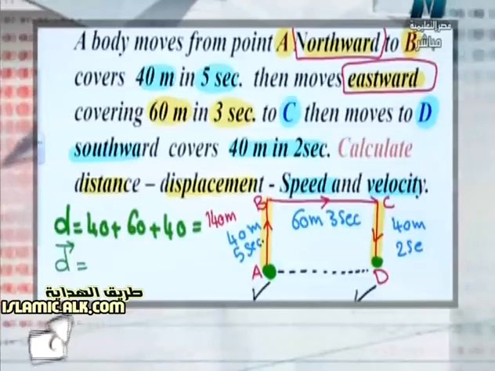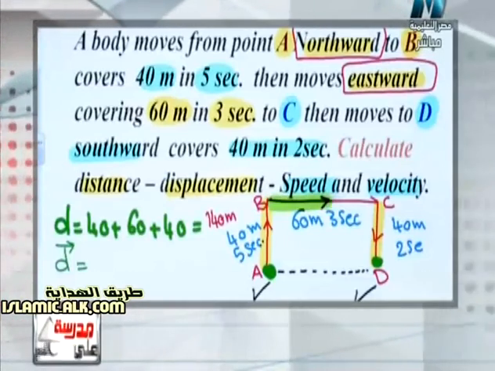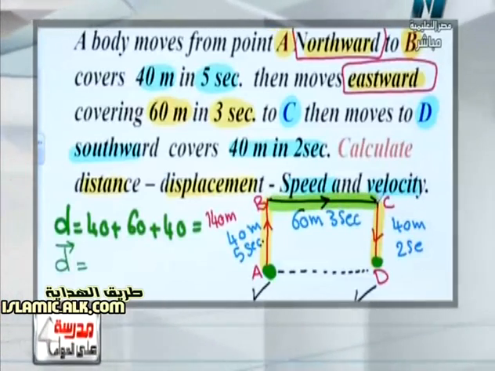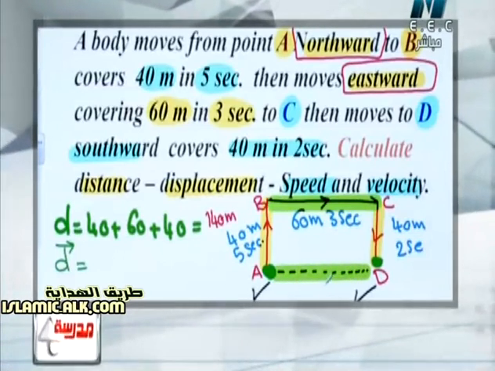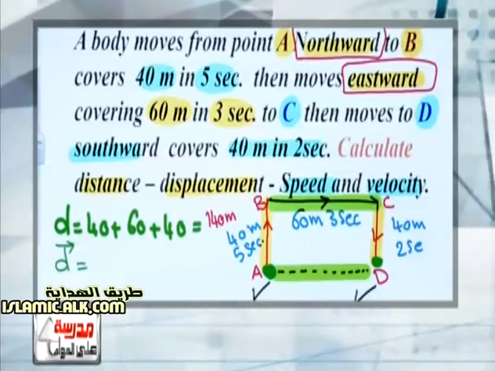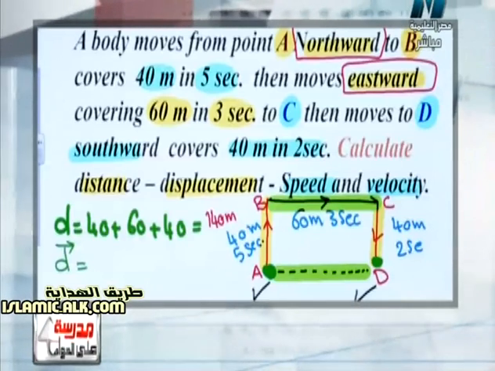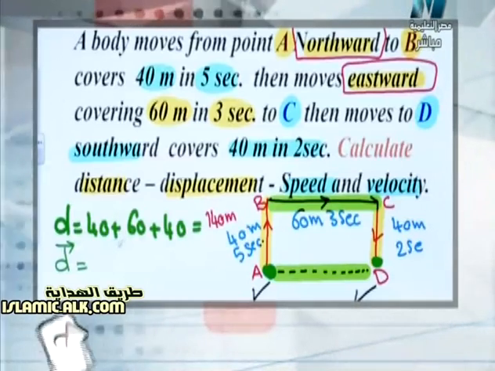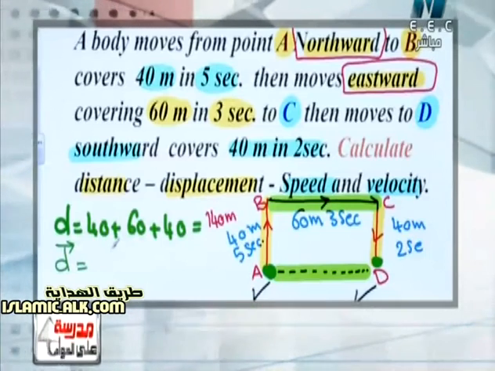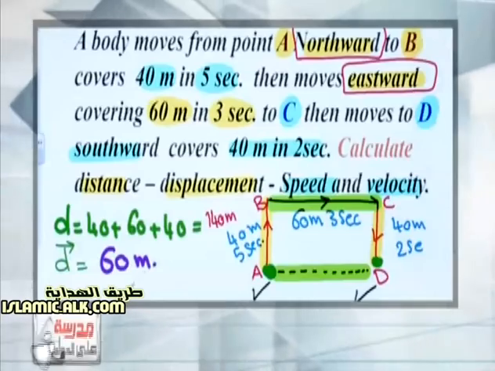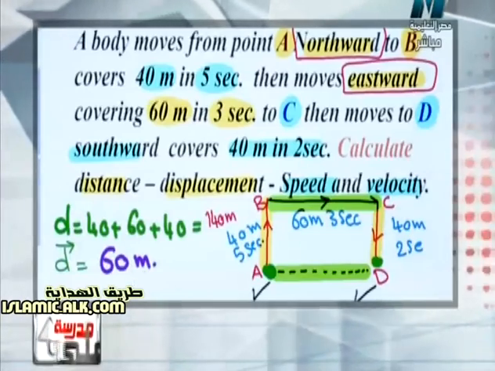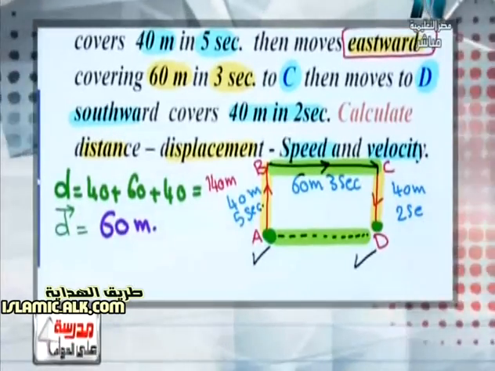So we have BC equal how many? Equal 60 meters. So AD equals how many? 60 meters. As we studied before in geometry, we know, so displacement equals how many? 60 meters. We have a great difference, as you can see, between distance and displacement.